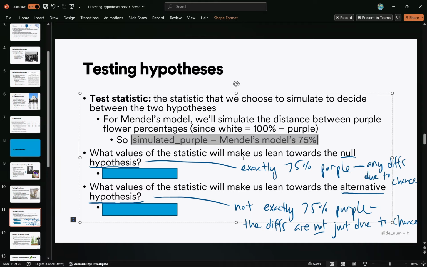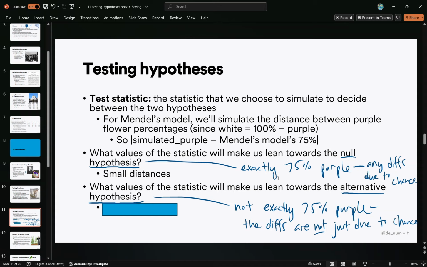So these values, if the null hypothesis is correct and it really is 75% purple, we're going to simulate that most likely, right? Then we're going to get really, really small values, small distances away from 75%. Does that make sense? Any questions about that?